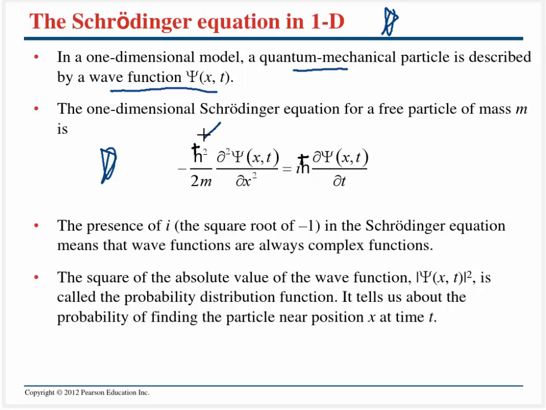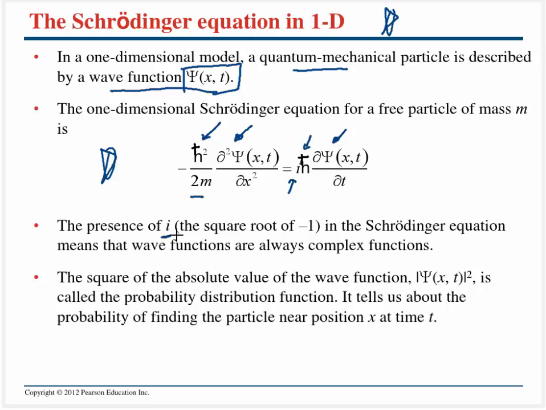And what we have is ħ squared over 2 times the mass of the particle, times the second-order derivative with respect to x, and here we have an i, and there's another ħ, and then we take the partial with respect to time. And this is going to allow us to determine the wave function of that particle, which is going to contain all of the information about that particle that we need to know.